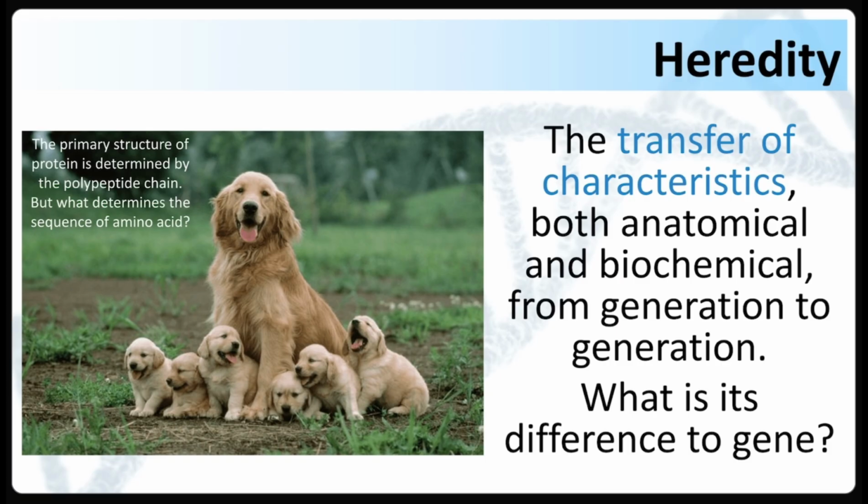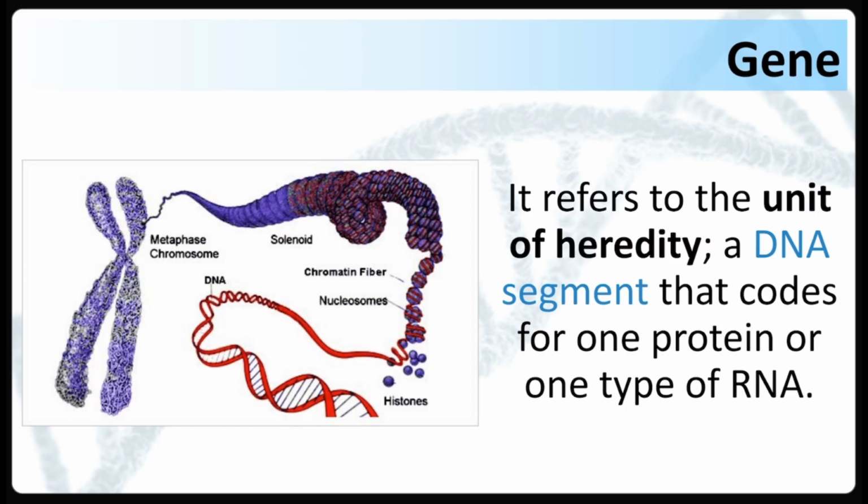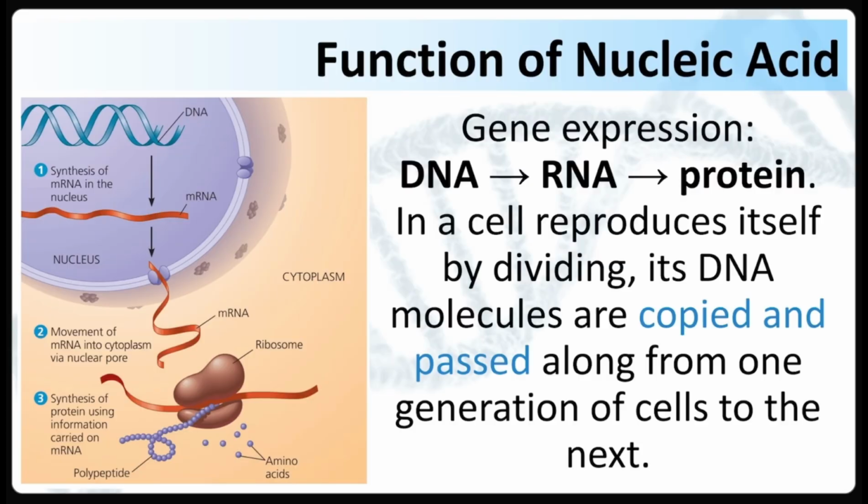Now, what's the difference between heredity and gene? Okay? A gene is a specific segment of DNA that carries the instructions for making proteins which determine the traits. In short, heredity is the passing on of traits, while genes are the actual units of information that make heredity possible. Now, gene expression is the process by which the information in a gene is used to make a functional product that is usually a protein.